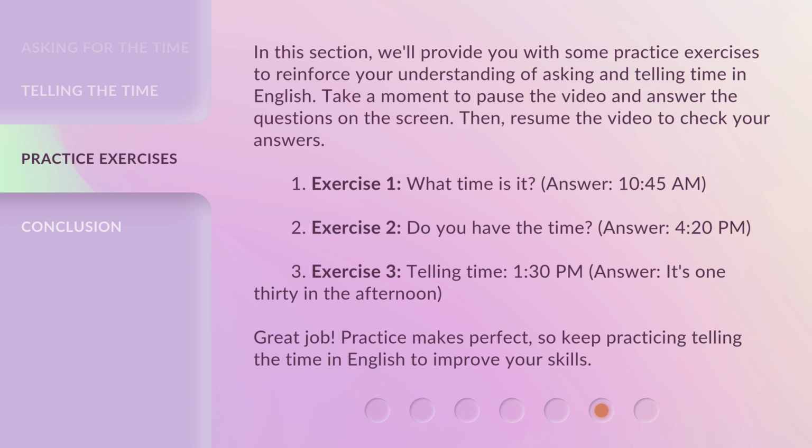1. Exercise 1. What time is it? Answer: 10:45 a.m. 2. Exercise 2. Do you have the time? Answer: 4:20 p.m. 3. Exercise 3. Telling time: 1:30 p.m. Answer: it's 1:30 in the afternoon. Great job! Practice makes perfect, so keep practicing telling the time in English to improve your skills.